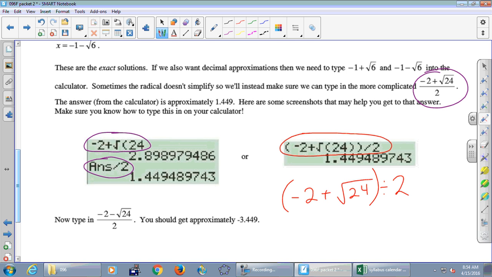If you've got the 1.449, go ahead and do the other version. We did negative 2 plus square root of 24 over 2, but there was a plus or minus. So go ahead and do the other guy, negative 2 minus the square root of 24 over 2. The answer is about negative 3.449. Did we get there on this one? Yeah.